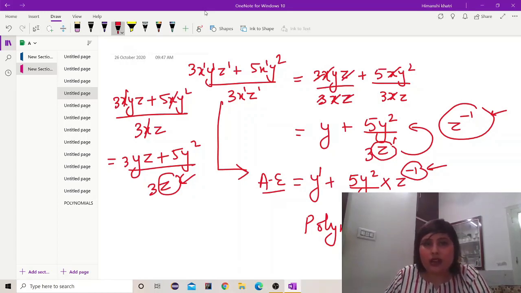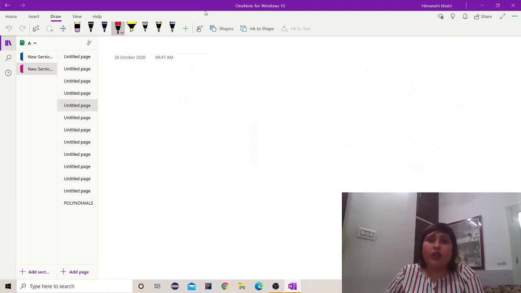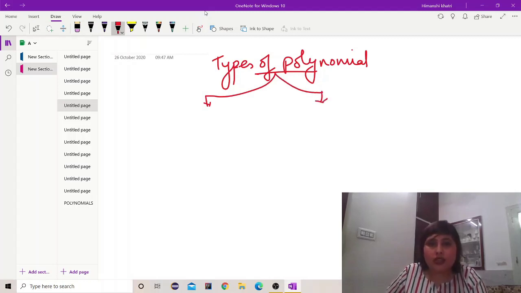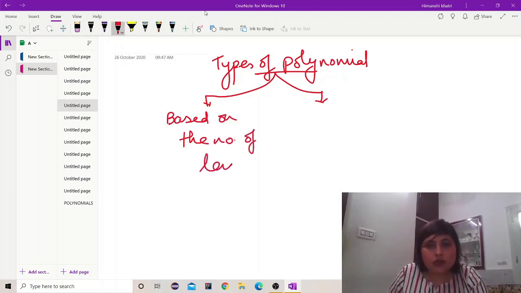Am I clear with the concept of how to check whether an algebraic expression is a polynomial or not? Am I clear? Okay, now let us understand what the types of polynomial are. Polynomials are divided on the basis of two cases. The first one is based on the number of terms, and the second is based on degree.